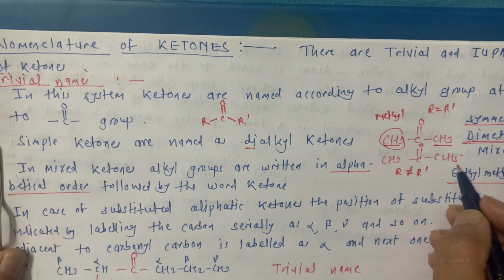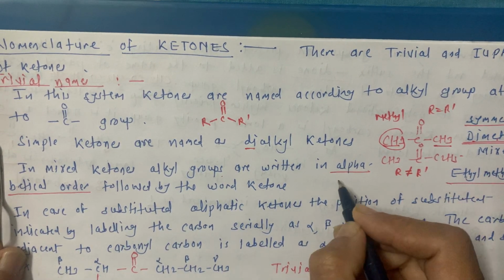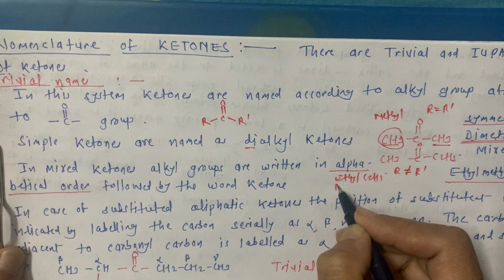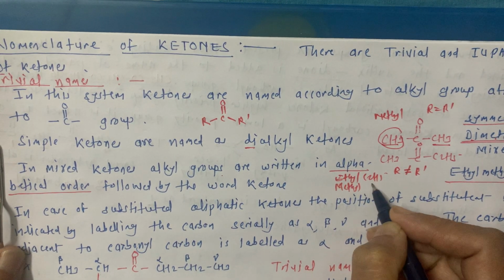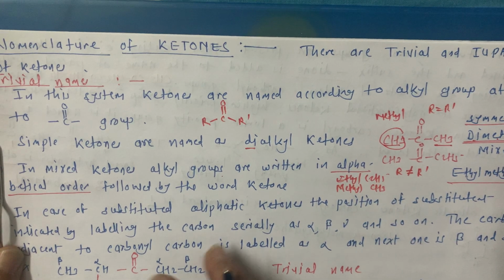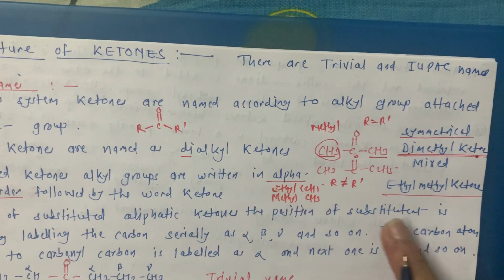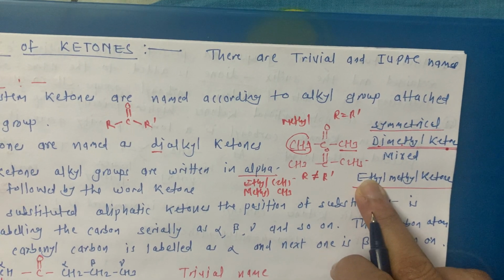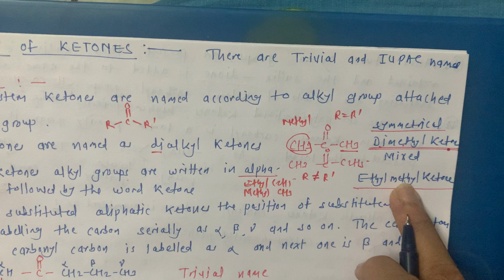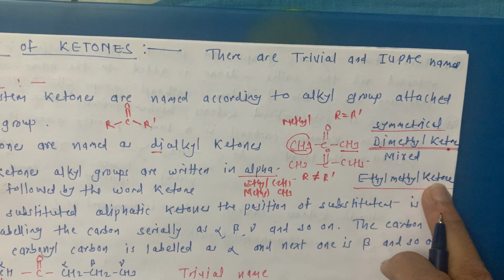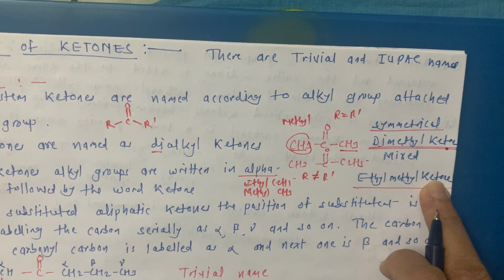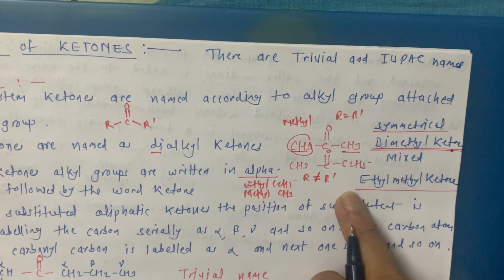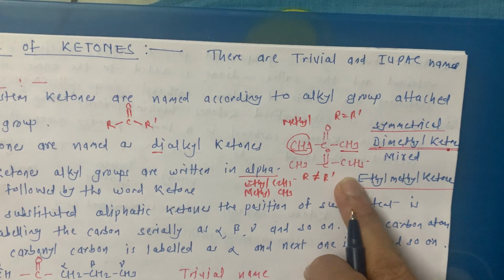So now what is here? This is our ethyl group, C2H5, and this is methyl. Okay, so which comes first? Alphabetical order, ethyl comes first. So here we write the name as ethyl first alphabetically, then methyl, and this is ketone. So ethyl methyl ketone. Is that clear? This is for a symmetrical or simple ketone. This is for unsymmetrical or mixed ketone.